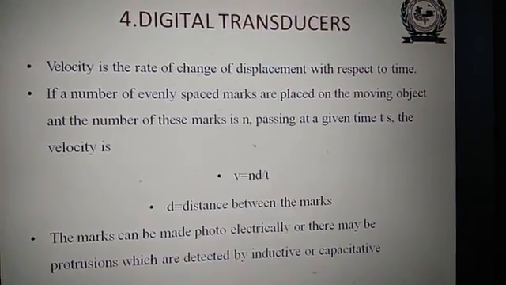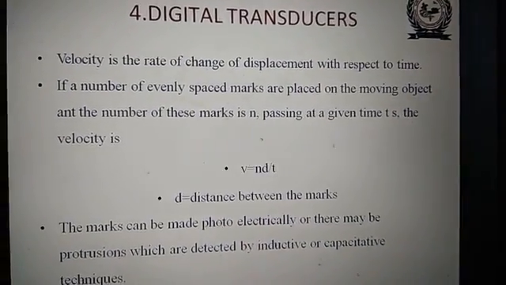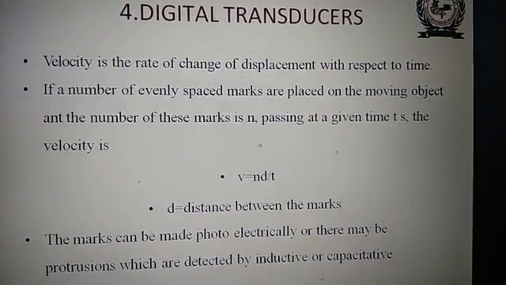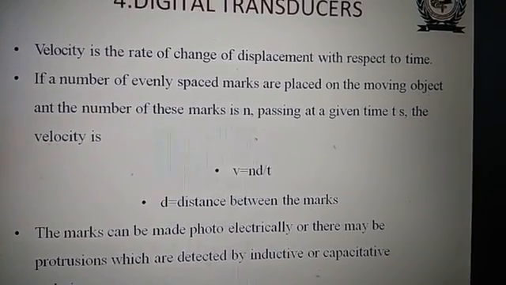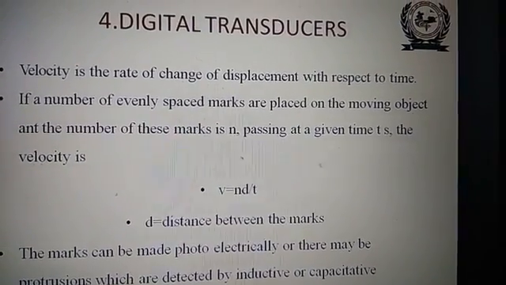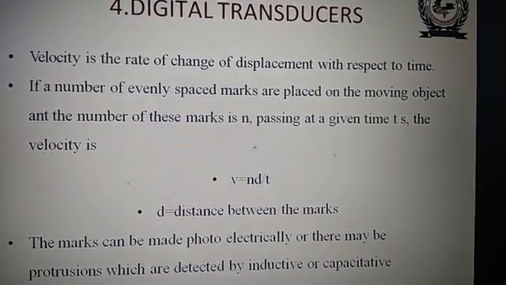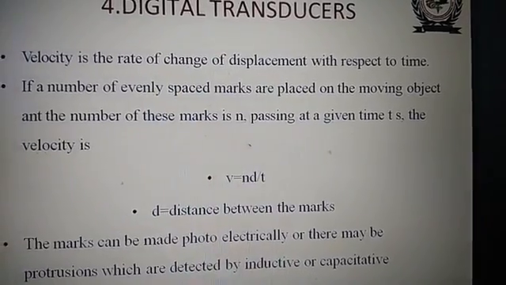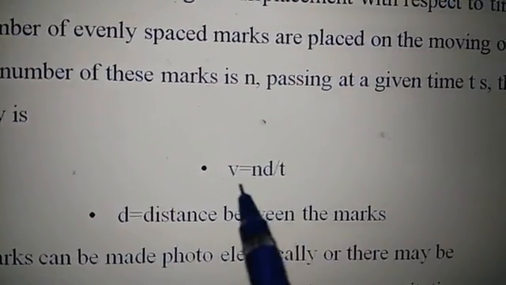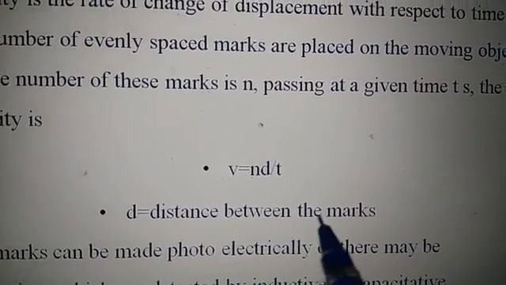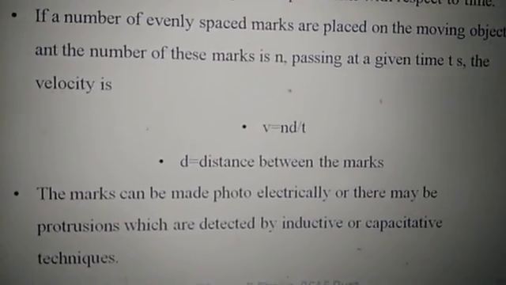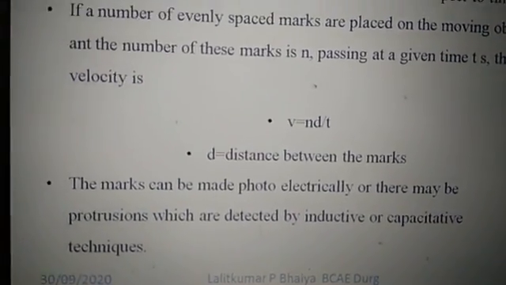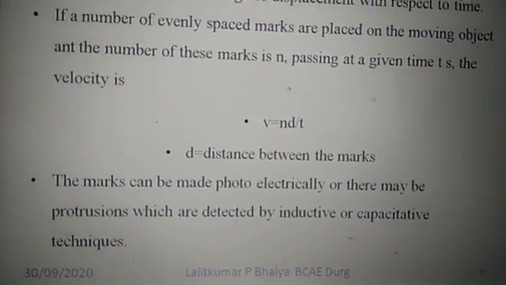Now we want to go for the digital transducers. Some digital transducers are used for the measurement of velocity as well as the displacement. Velocity is the rate of change of displacement with respect to time, that we have seen, and you know very well. If a number of evenly spaced marks are placed on the moving object and the number of these marks is n passing at a given time t seconds, the velocity v is equal to n into d by t, where d is the distance between the marks. The marks can be made photoelectrically, or there may be protrusions which are detected by inductive or capacitive techniques.